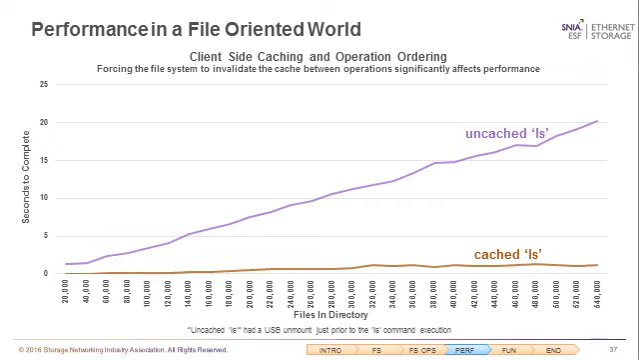Again, this was my laptop. I had an external USB drive. I removed the USB drive, unmounted it, and then remounted it. So the file system knew nothing about it. And I said, go look in that directory. So there was nothing there I could use. The cached ls was when I did that a second time, without clearing anything, without unmounting it. And so you can see a huge, massive difference in ls performance between cached and uncached.